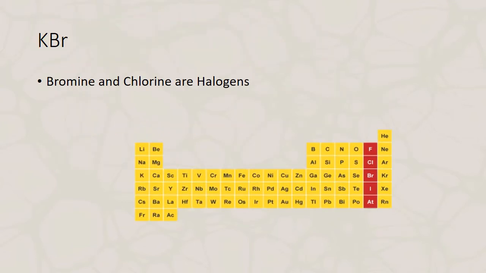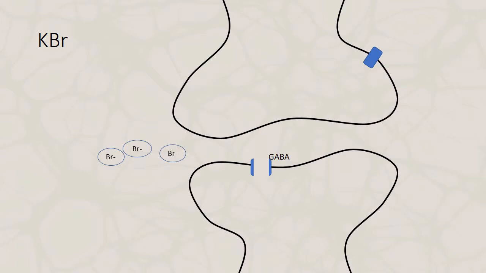Potassium bromide is a halogen, or I should say bromine is, along with chlorine. And when they're combined with anything on the first column, it will create a salt. Bromide also works through the GABA receptor, but it works differently because it'll actually flow through the GABA-A channels. The end result will be the same as if there was an increased flow of chloride. For reasons we don't fully understand, bromide is able to travel through the GABA-A channels more readily than chloride.